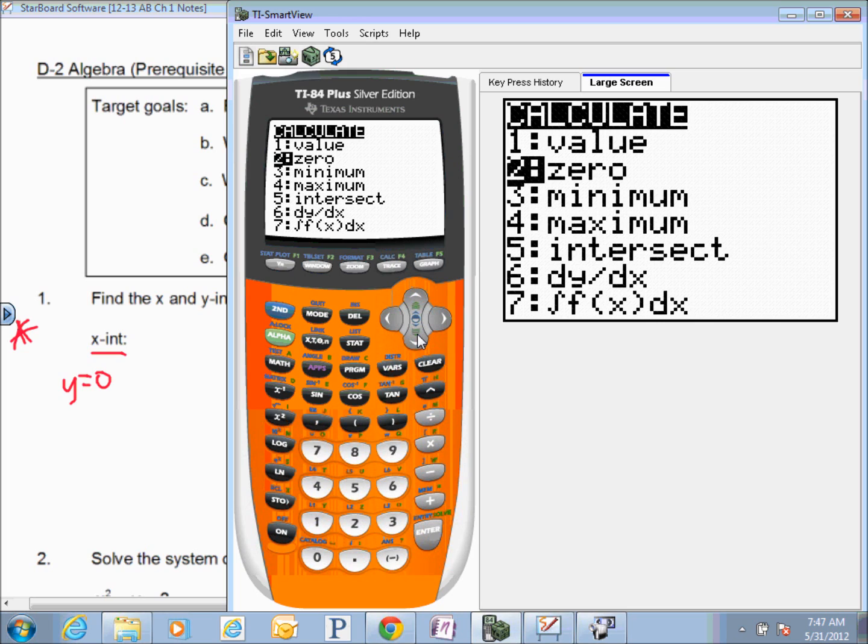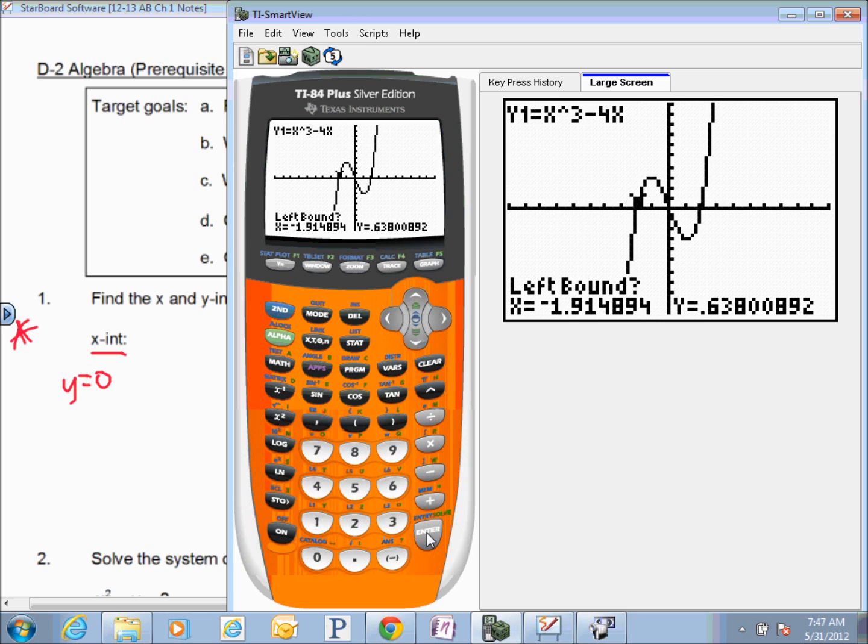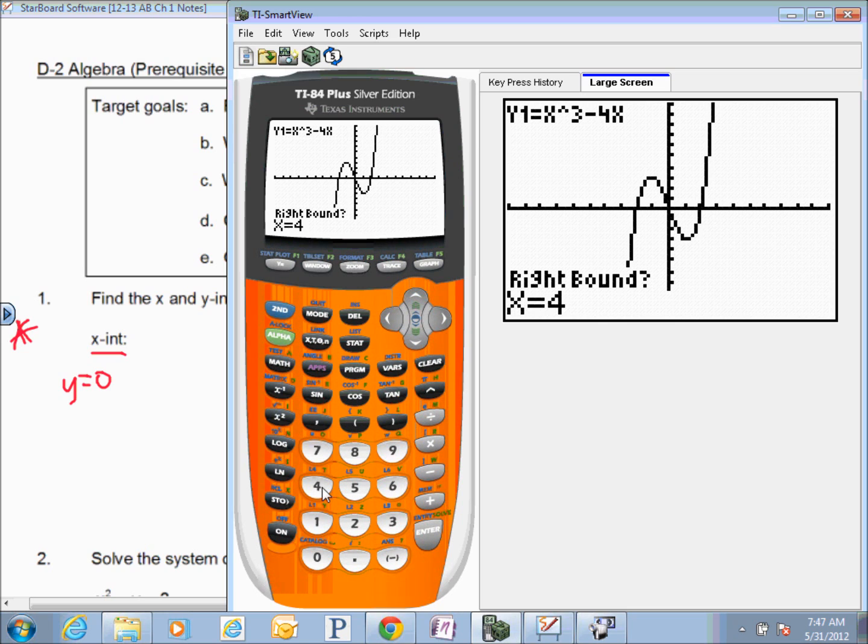Choose number 2 for the zero command. But now what would be nice is if I could either use the arrow key on my calculator to move the cursor, or I could just use x equals 1. So I'm going to hit the number 1 and hit enter. And then instead of moving the cursor again, it looks like a number like 4 would be a safe right bound. There's my two arrowheads.